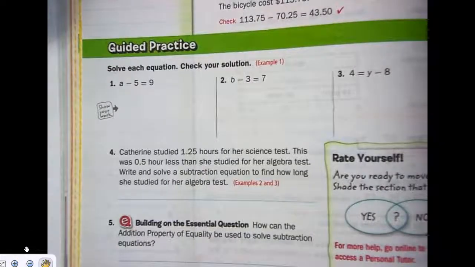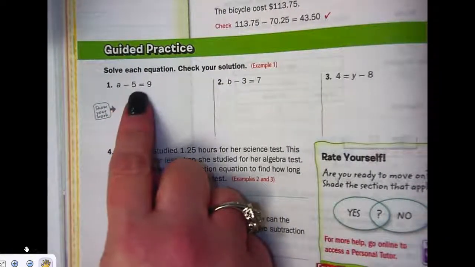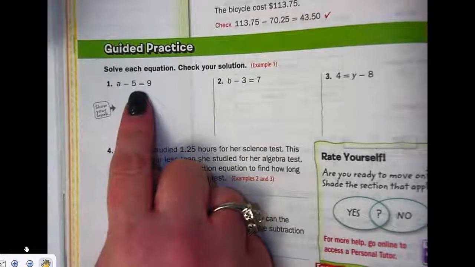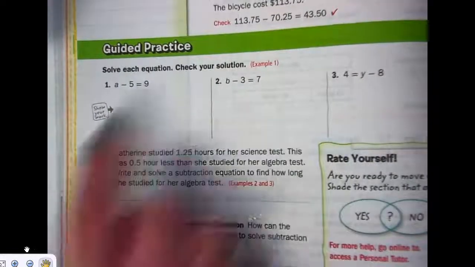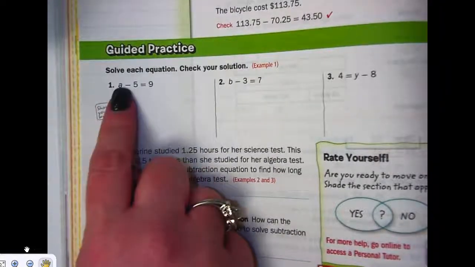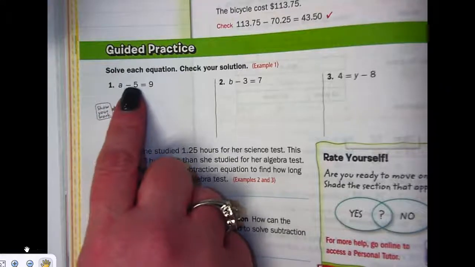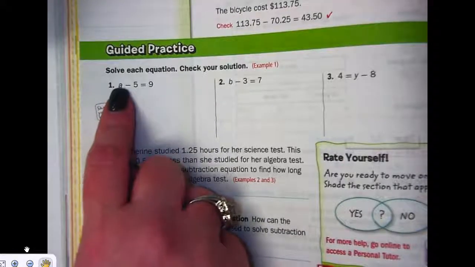Today we're going to continue our one-step equations, but as we look at these, they are not addition equations. What are these? These are subtraction equations. So we're going to do the same process, but here it's saying a number minus 5 equals 9. So we need to figure out what this number is.